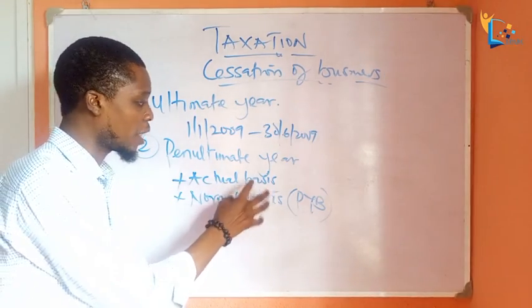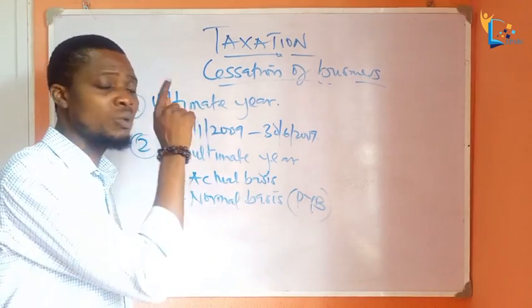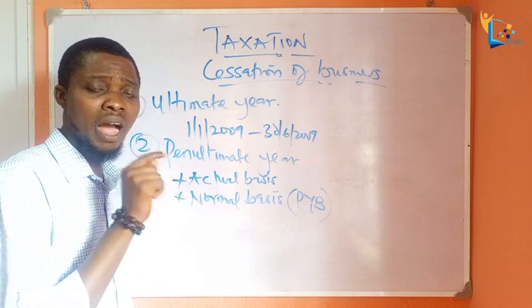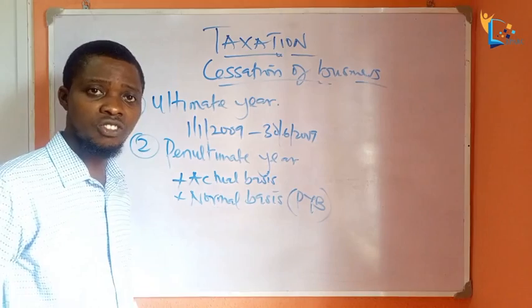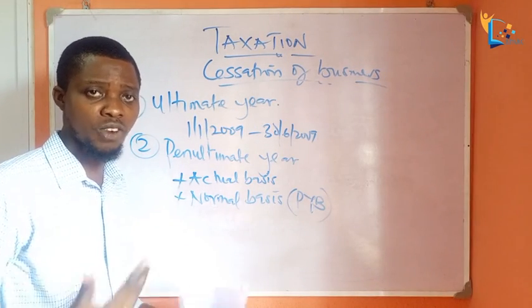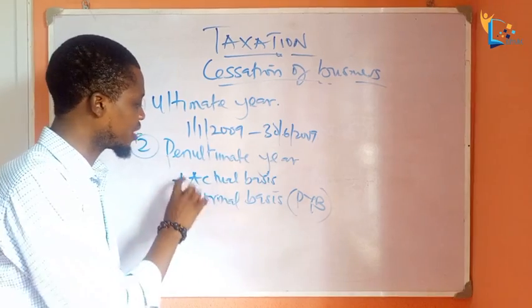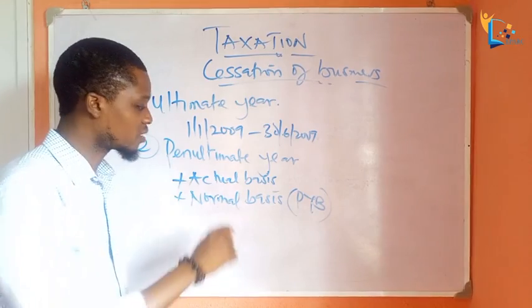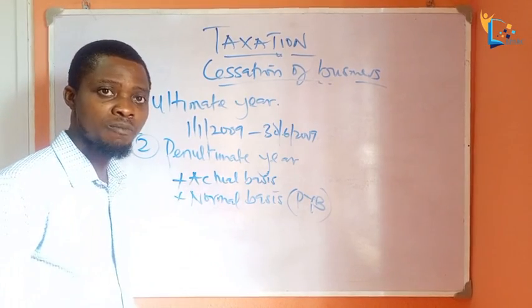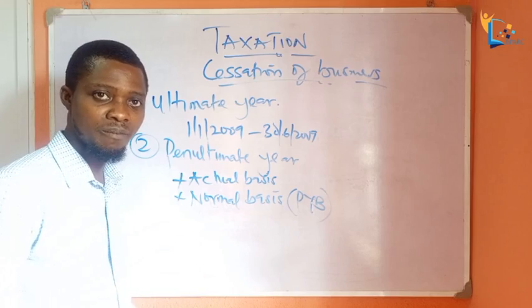We have treated some examples that help us understand these two bases when we did commencement of a business. I'm going to post the link to that class in the description section so that you can go through it to refresh your memory. So for penultimate, it's going to be on two bases, actual basis and normal basis. Don't forget, actual basis is 1st of January to 31st December of that year.